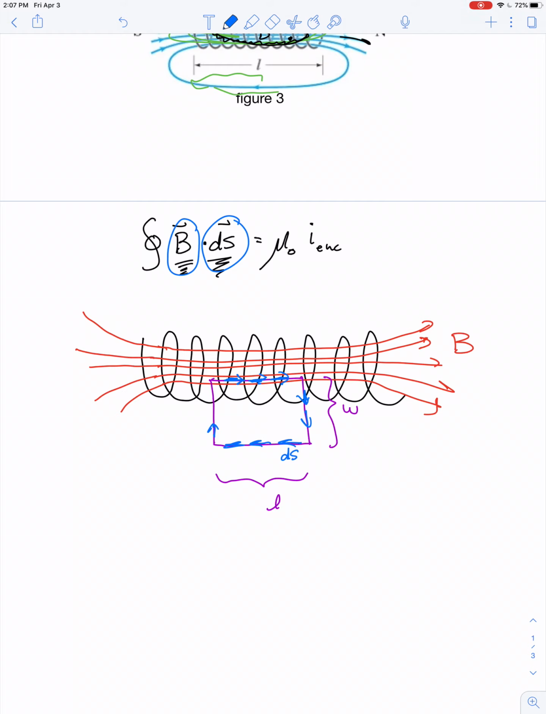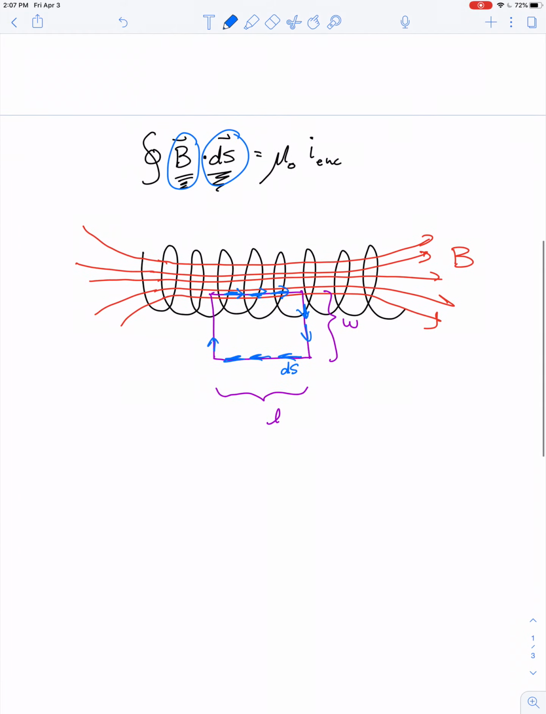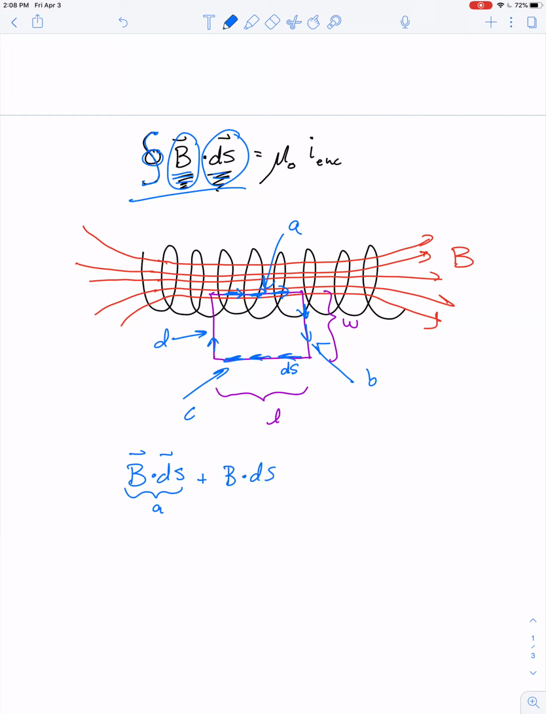I have a picture of what the field looks like. And for me to add up the product of B and ds all the way around the loop, I have to add up on what I'll call sides A, B, C, and D. So the total amount of product of magnetic field and path length would be B dot ds along path A, plus B dot ds, keep in mind these are vectors, along path B, plus B dot ds along path C, plus B dot ds along path D.